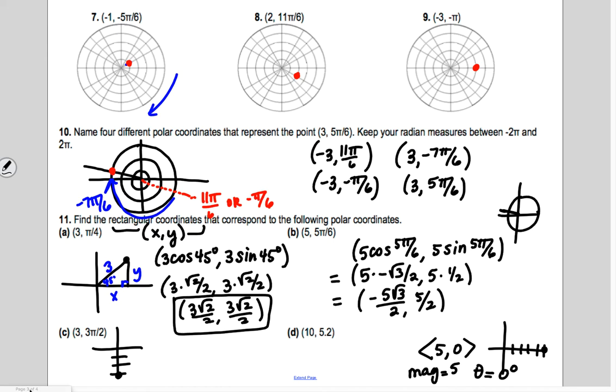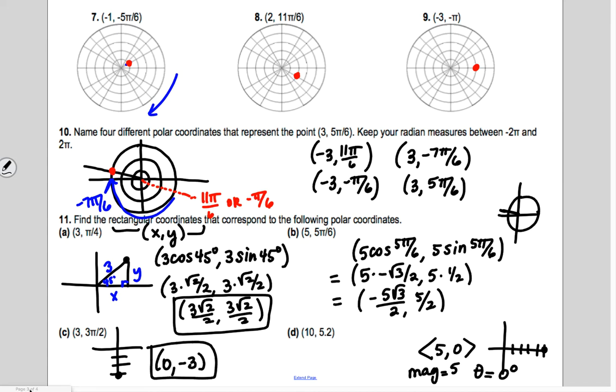So sometimes it's easier, instead of doing all the cosine and sine stuff behind it, to just think, oh yeah, where's that going to be located? Can I think of that in my head? So if you see 3 comma 3 pi over 2, you can just say, oh, that's going to be the point 0 comma negative 3. Did you guys get that? It should be 0 comma negative 3.